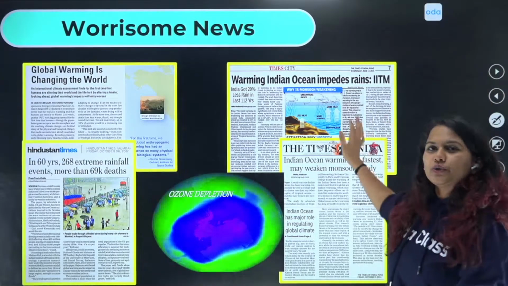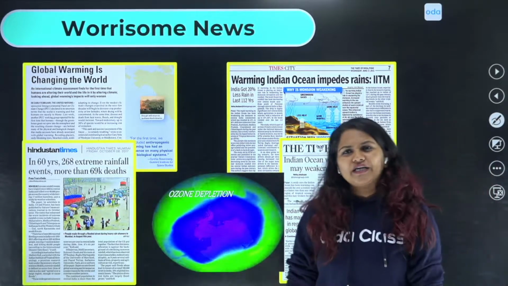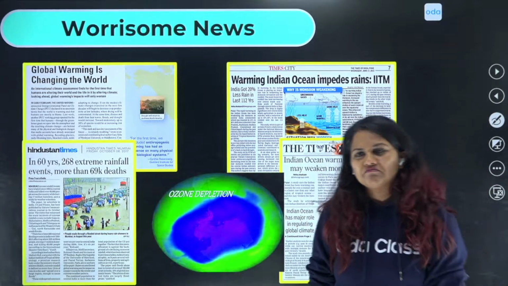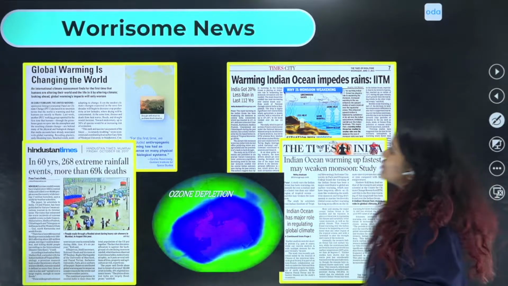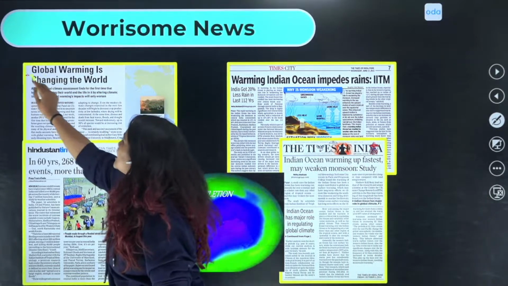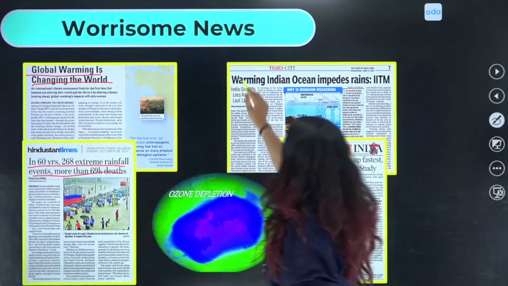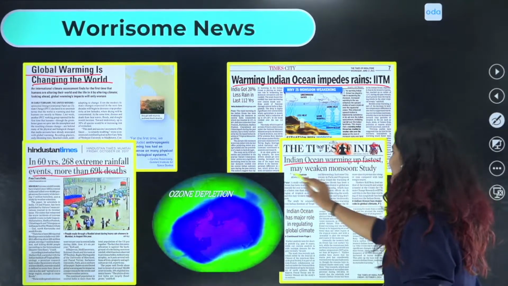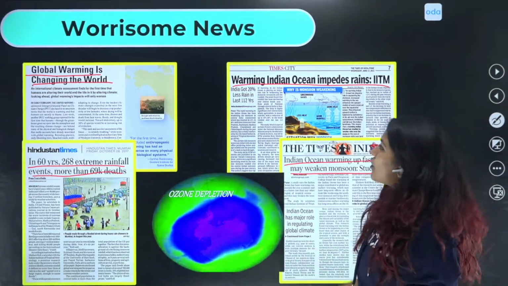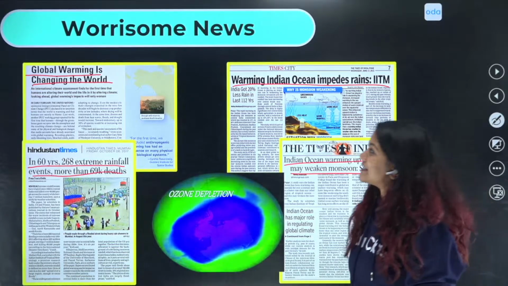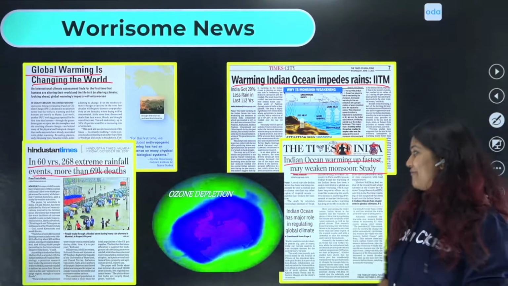So, tell me, what do you see on the screen? These are news headlines. How many of you read the newspaper? Many, and some of you might not as well. If you have read the newspaper, you might have come across such kinds of headlines. And when I refer to these headlines, I am worried about my planet. Why? Because global warming is increasing, and all these news reports reflect it every day.